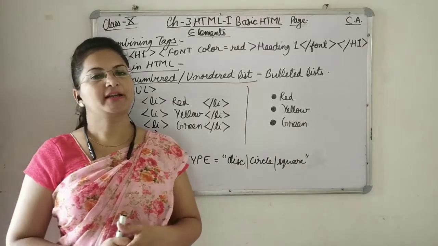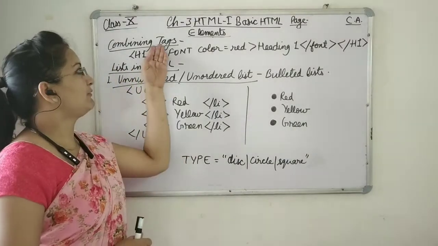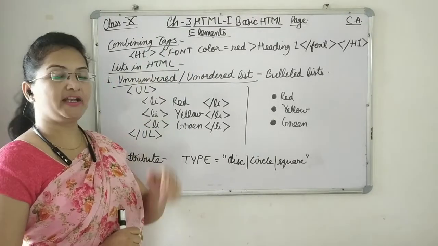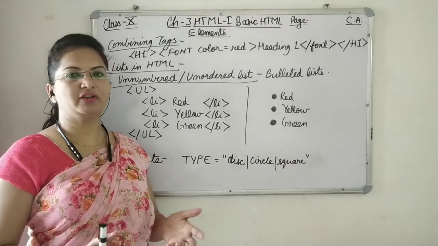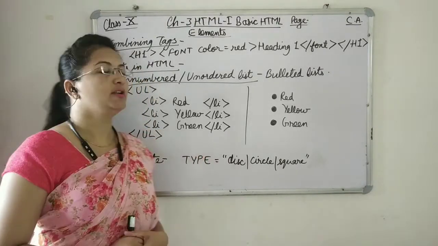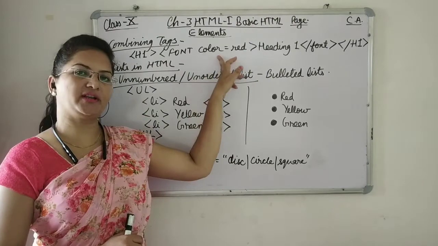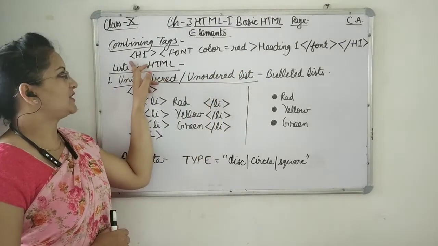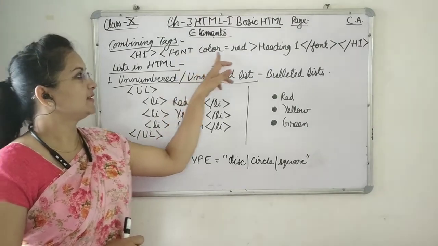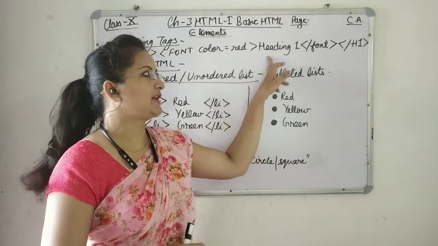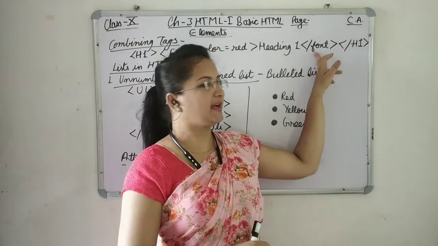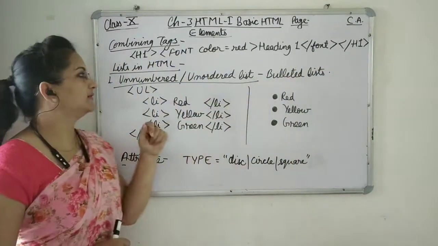Now students, combining tags. If we want to combine two or more tags, we can. Like if we want a heading in red color. So H1, you know, has only one attribute, align: left, right, center. So we can use the font tag to change the color. So use the H1 tag, then another tag, font color equals red, type your heading, then end the font tag, then end the H1 tag.